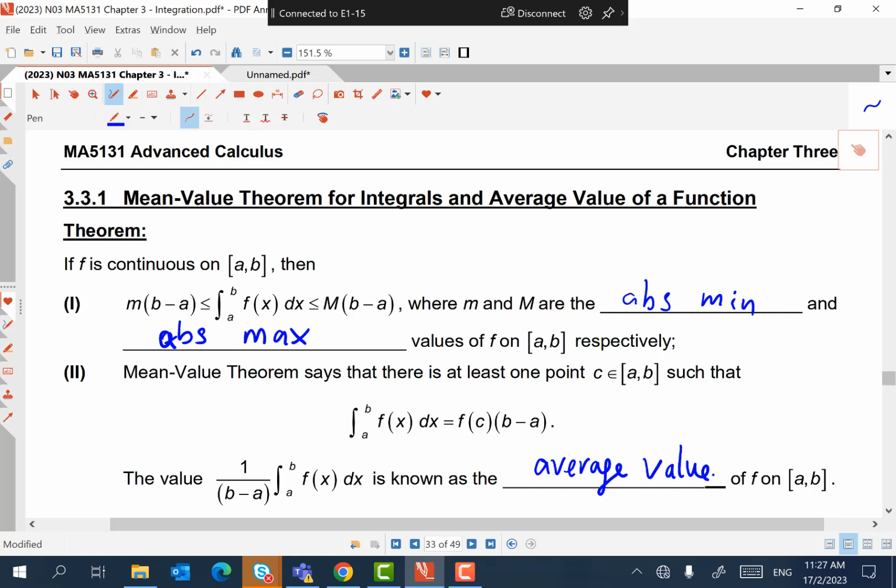Right. So which means if you bring the b minus a over, you get the sum of the function divided by the interval, you get the average value of the function f(x).